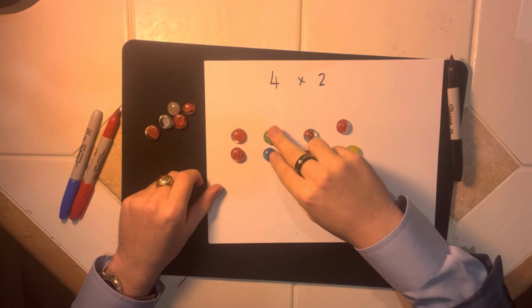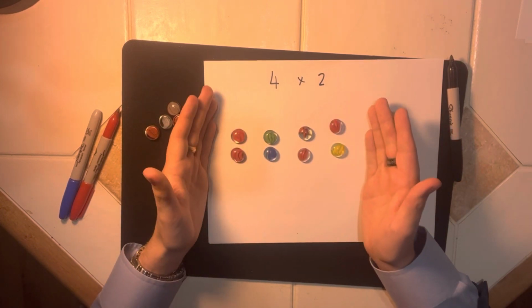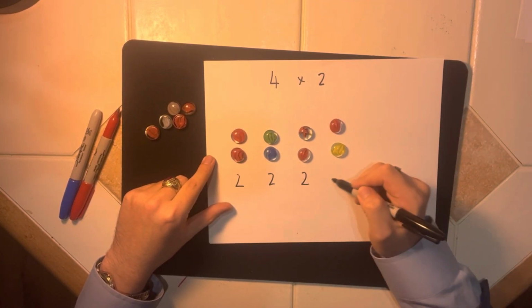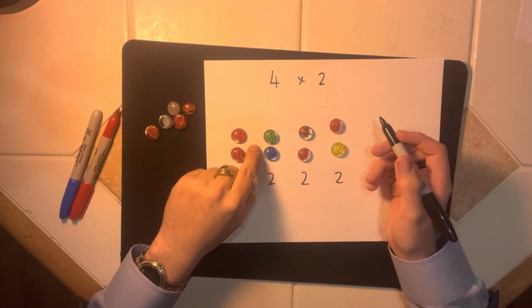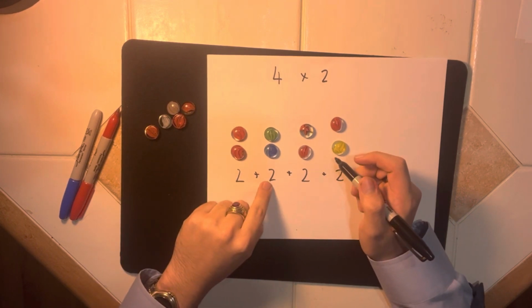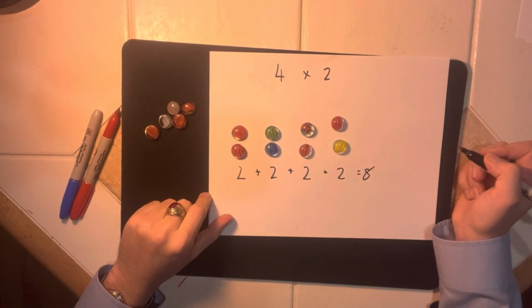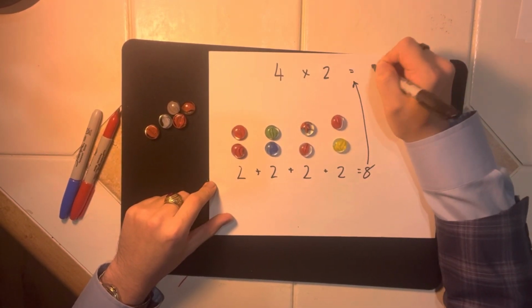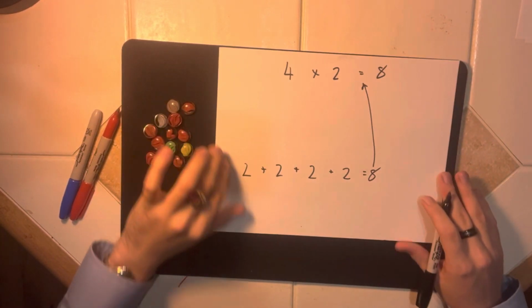So we have 1, 2, 3, 4, 4 rows of 2. And how many do we have in total? Well, we have 2 here, then we have 2 here, then we have 2 here, then we have 2 here. It's kind of like addition. So we have 2 plus 2 plus 2 plus 2. 2 plus 2 is 4, 4 plus 2 is 6, 6 plus 2 is 8. We have 8 in total. So 4 times 2 is 8. And we don't have to think about it like rows, we can think about it as groups too.